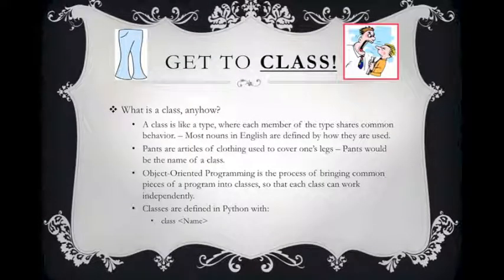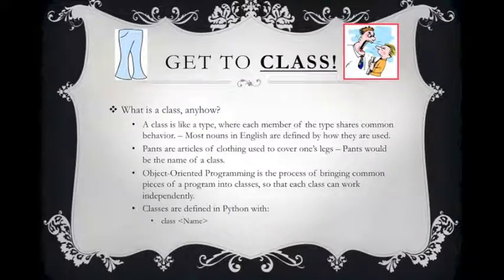I'm sure plenty of you have heard this before, but I'll say it one more time. Get to class! So what's a class anyway? A class is like a type, and each member of this type shares a common behavior, can do the same sort of thing. And most nouns in English are defined by how they're used, so this sort of makes sense. For example, pants are defined as articles of clothing that are used to cover one's legs. So pants would be the name of a class, since all pants can do the same things. They share the same behavior.